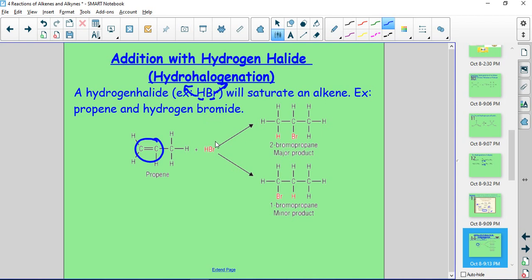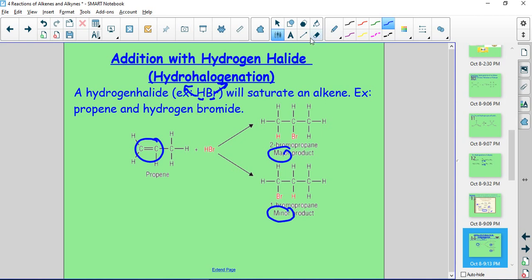So in the presence of a hydrogen halide, we will get hydrohalogenation. Notice there are no catalysts. There have been for every other reaction we've looked at, not in this case, but it does follow Markovnikov's rule. So two products will be formed. One is a major product and one is a minor product, and it's going to follow Markovnikov's rule where the carbon with the most number of hydrogens continues to get more hydrogens. So let's look at that.